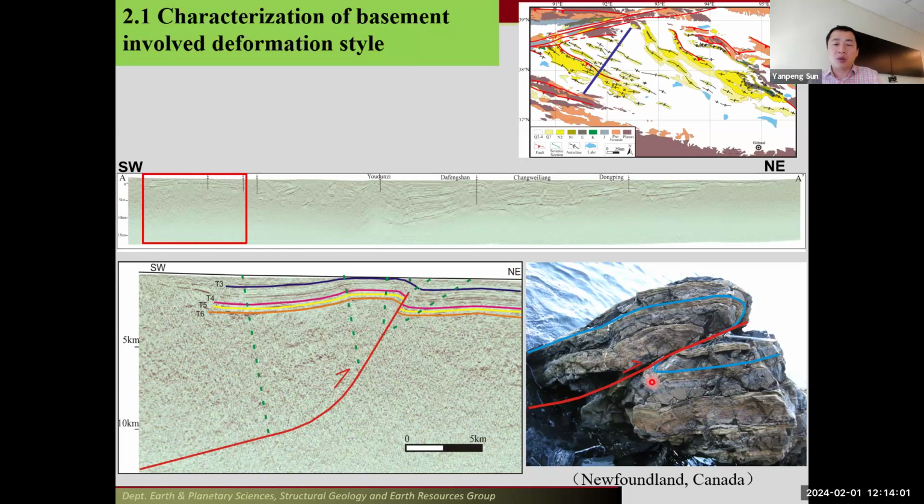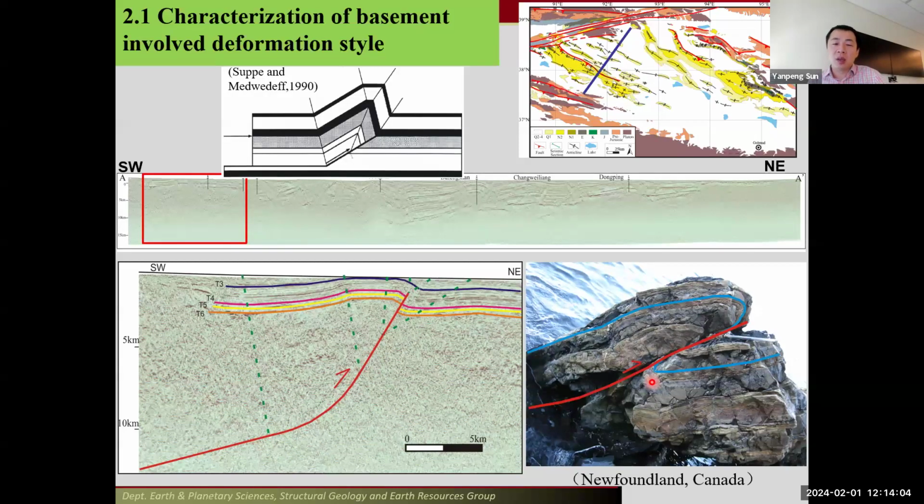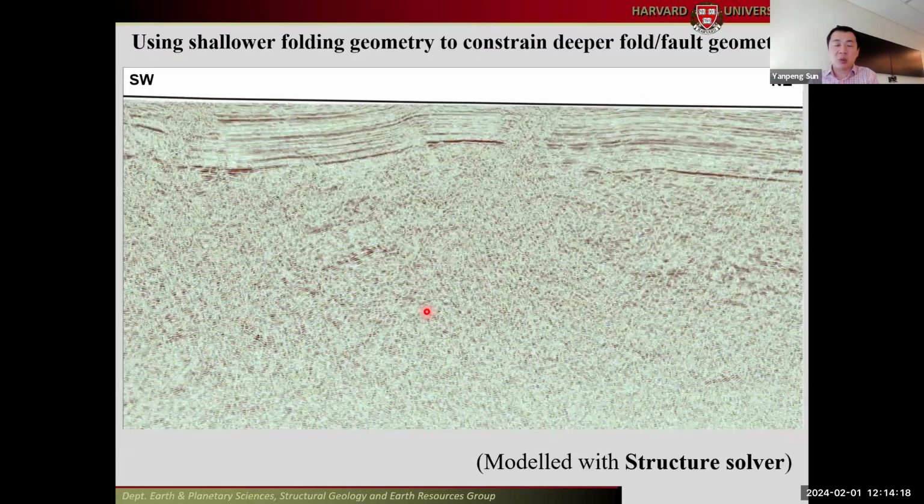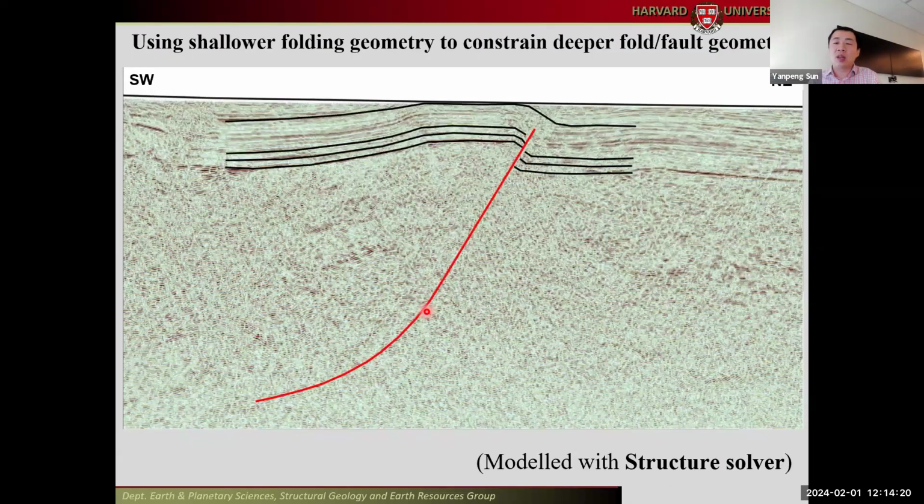So this is comparable to typical fault propagation folding, but the way I tried to model the structure was more in combination with the trishear algorithm, because you do see the footwall also being deformed. So the way that we can model this was really trying to constrain that shallow fault geometry. This is the final interpretation.